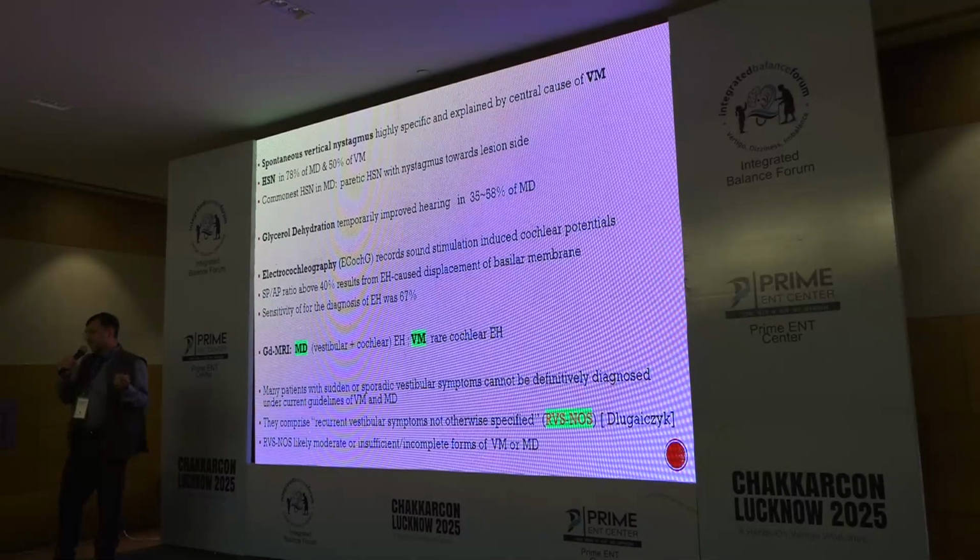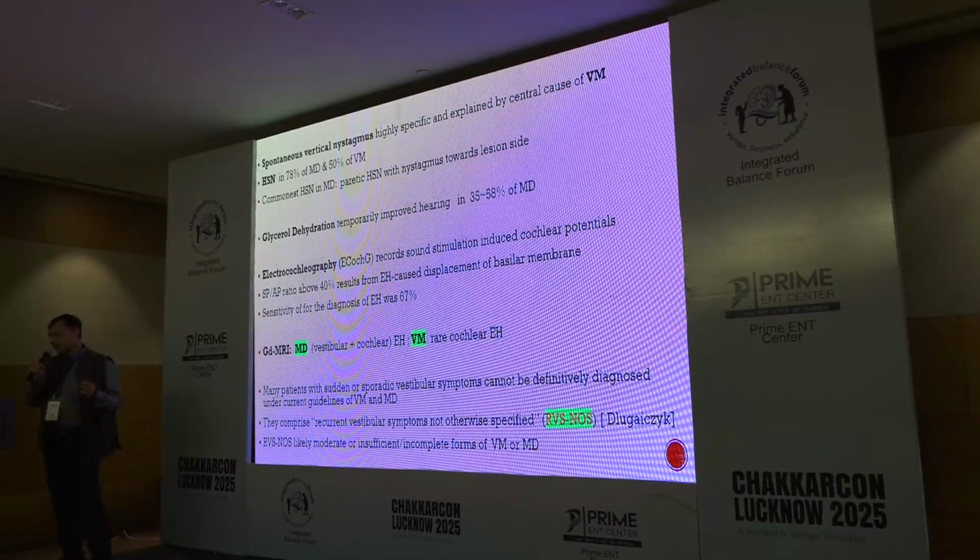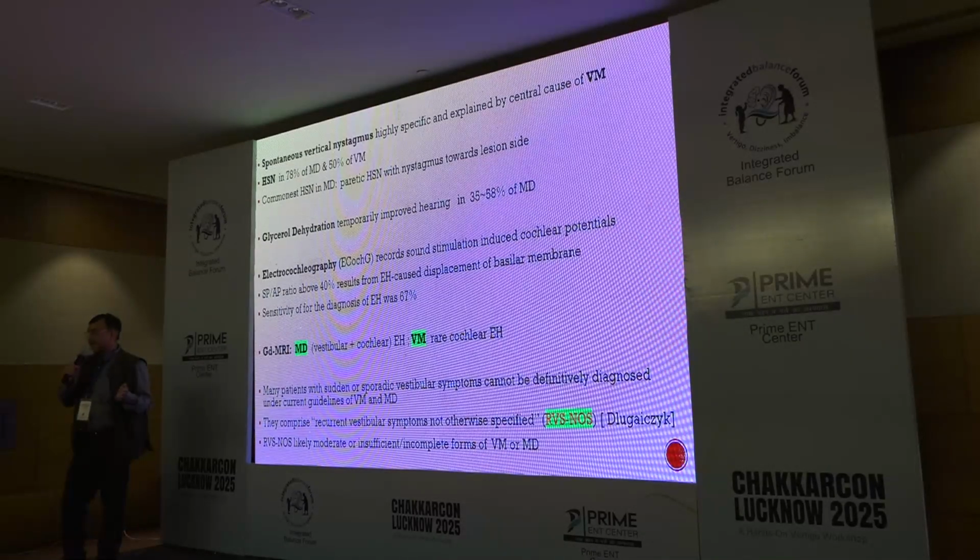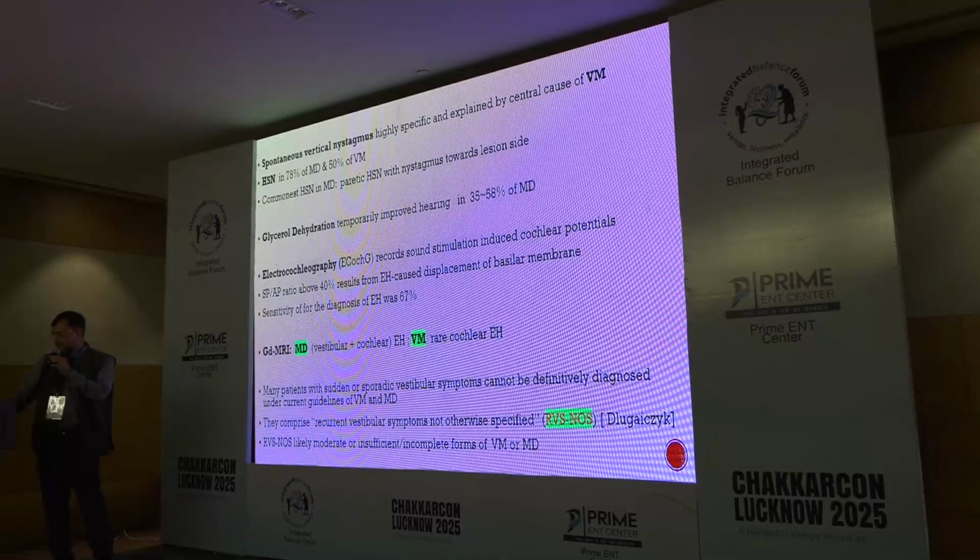He further suggested that many patients with sudden or sporadic vestibular symptoms could not be definitely diagnosed under the current guidelines of either vestibular migraine or Meniere's disease. And this comprised a new entity. They comprise the RVS-NOS. What is RVS-NOS? It is recurrent vestibular symptoms not otherwise specified. This term was coined by Dugliach. And it is said that this RVS-NOS is likely moderate or insufficient or incomplete forms of either vestibular migraine or Meniere's disease.